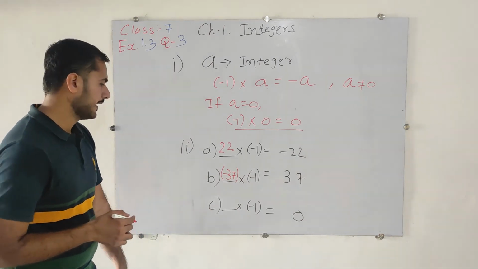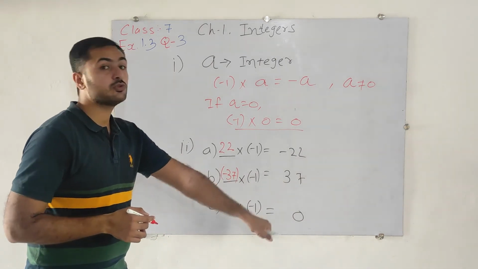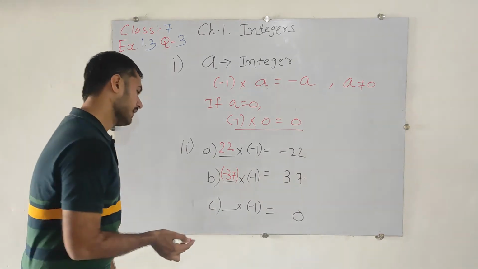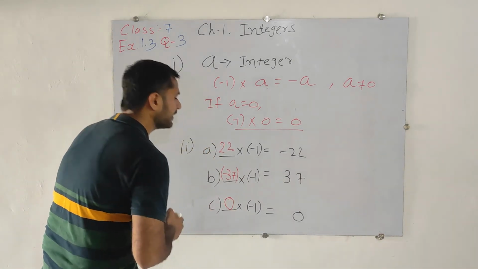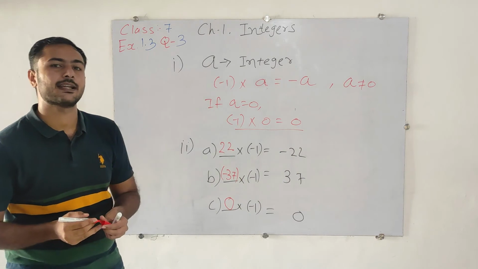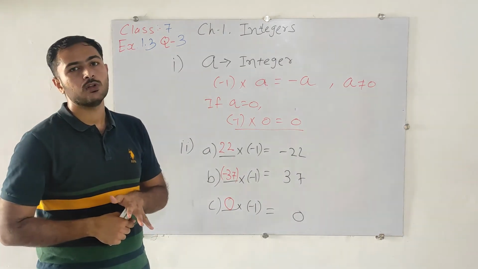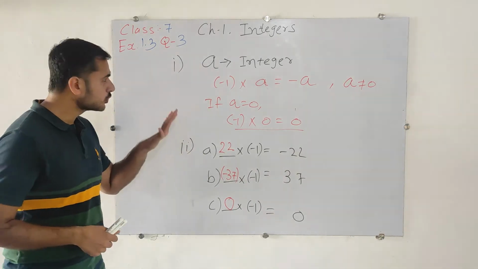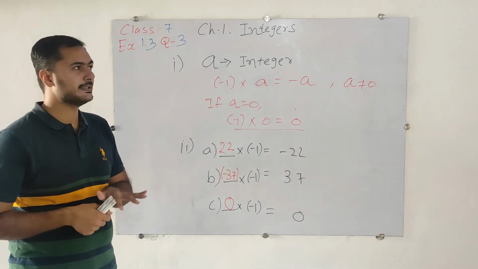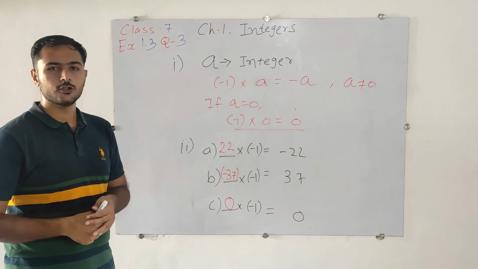Now the C one. There is minus 1 and something should be multiplied, and the answer should be 0. If I multiply 0 by something, then and only then can I get the answer 0. So this is how we can complete and solve question number 3. There are a total of 2 sub questions which we have completed. Now pause the video and note it down.